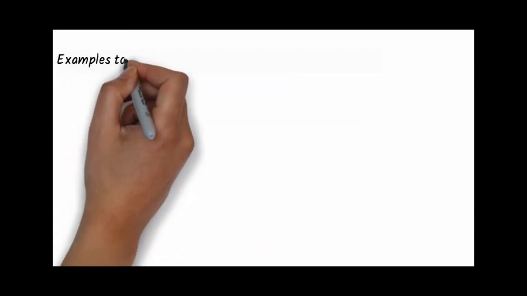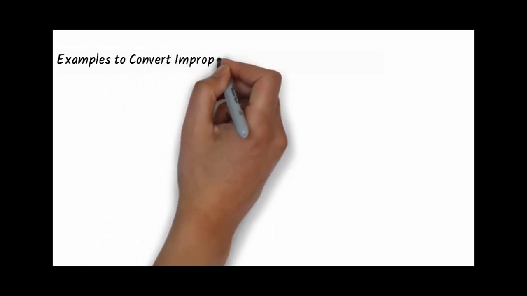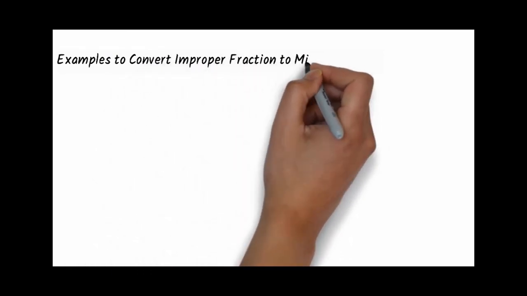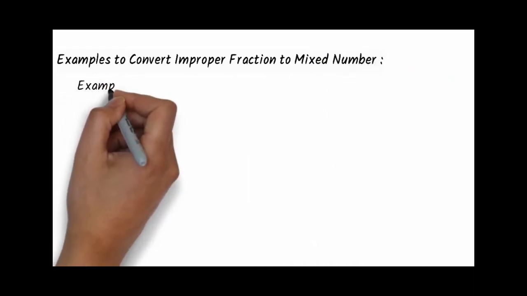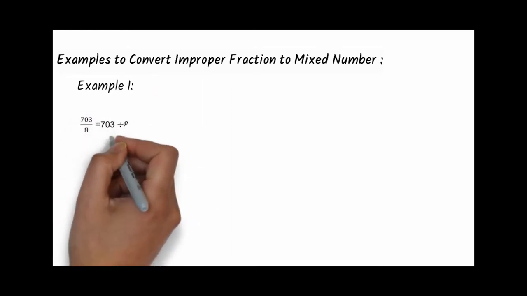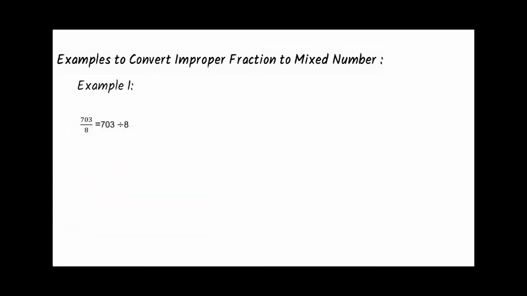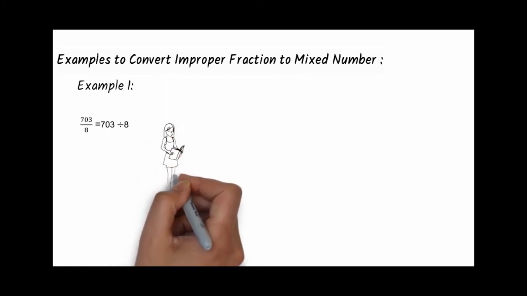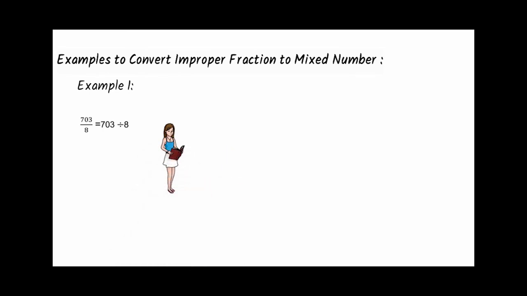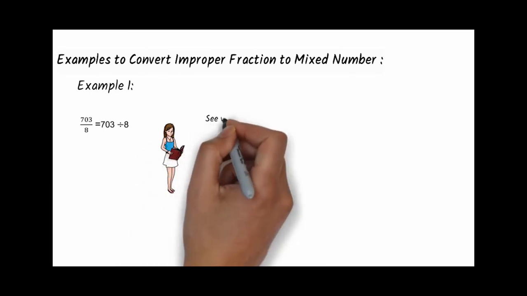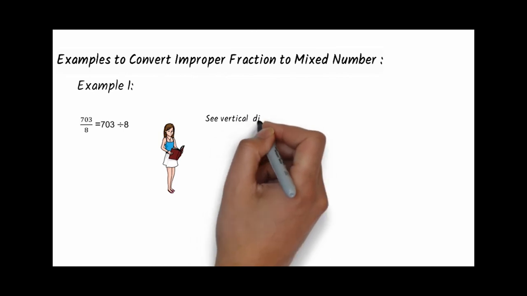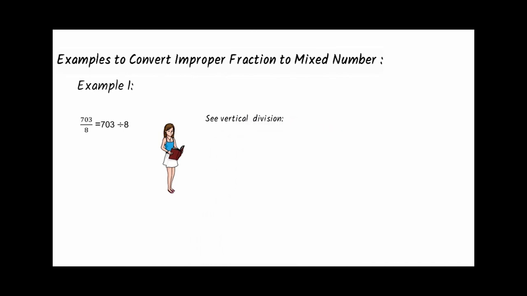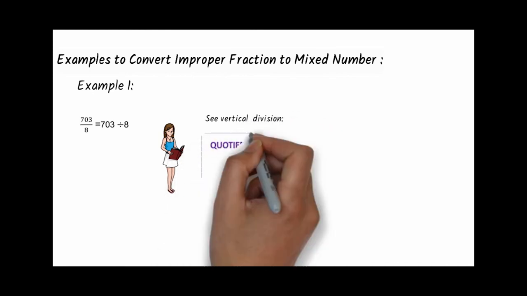Let's look at our first example to convert an improper fraction to a mixed number. Now keep in mind that an improper fraction has a numerator that is greater than or equal to the denominator. So let's start with 703/8. And we said earlier that a fraction bar is equivalent to a division sign. So it's equivalent to 703 divided by 8. And now let's compute it. We're going to use a vertical long division, and we're going to use some color to highlight different elements of this division.